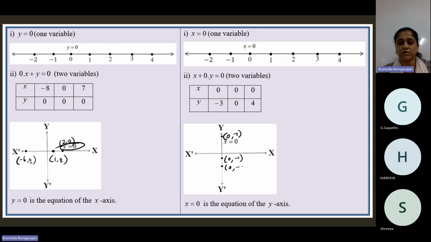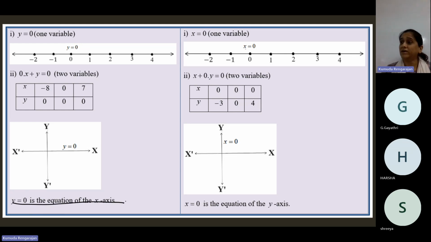-2, -3, whatever. Okay, so what do you observe? X is always 0. That's why x is equal to 0 is the equation of the y-axis. Because on the y-axis, x is always 0. On the x-axis, y is always 0. That's why y is equal to 0 is the equation of the x-axis.